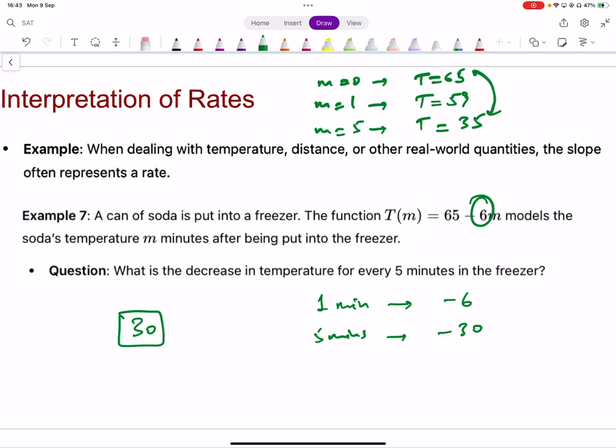Is that okay? Now, since the question statement includes the word decrease, in your final answer you would not write the negative sign, you would just write 30. Okay?